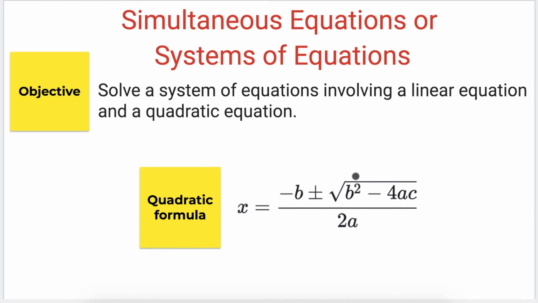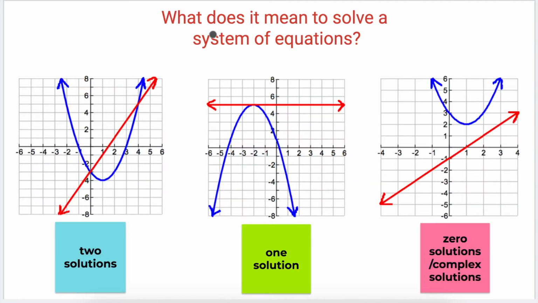Now let's try to understand what it means to solve a system of equations. Whenever you're solving a system of equations, you're actually looking for how many times the two equations cross each other. So in the first scenario here, you have the quadratic equation, which is this blue line, and the linear equation, which is this red line, crossing each other at 2 points. So this type of system is going to have two solutions.